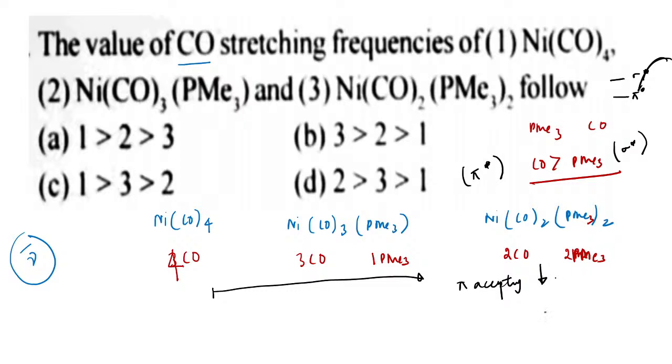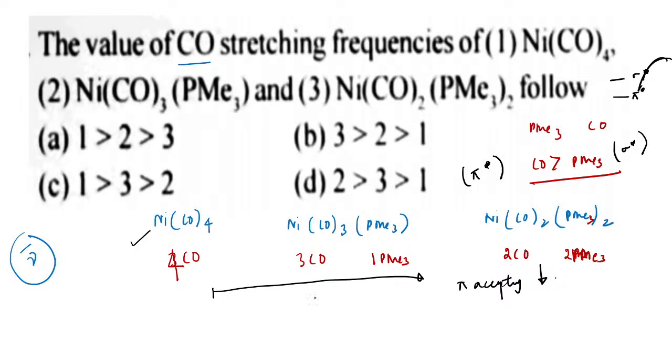Okay, pi accepting tendency is decreasing. We have more PMe3 ligands, which is not a good pi acceptor compared to carbonyl. So we have better pi acceptor ligands in the first complex, which means it is accepting more electron density from the metal. If it is accepting more electron density from the metal, the extent of back bonding on one carbonyl ligand will definitely increase.